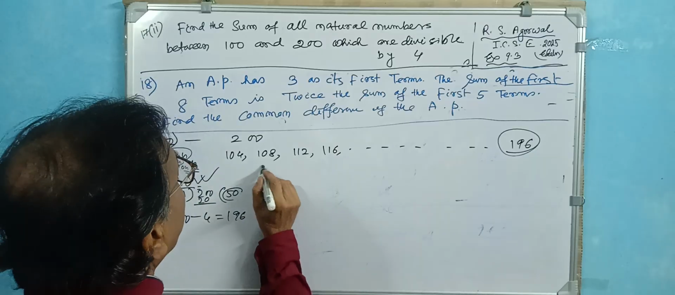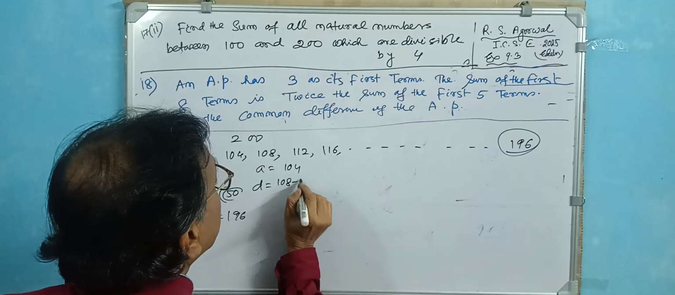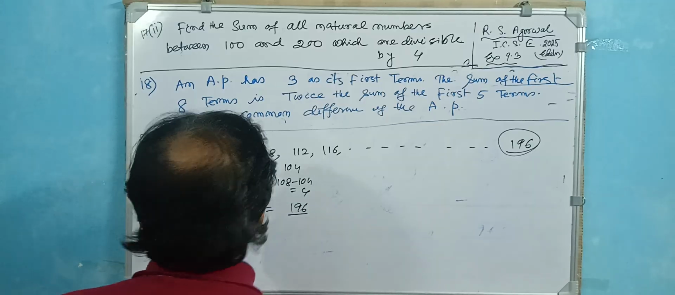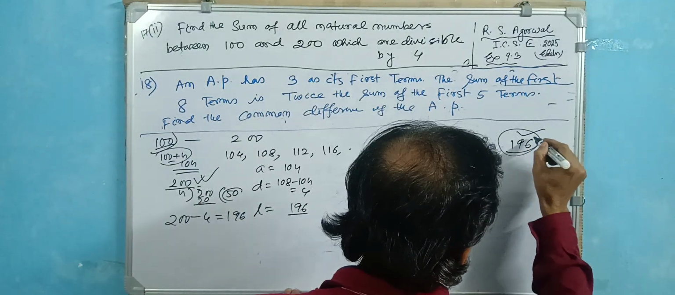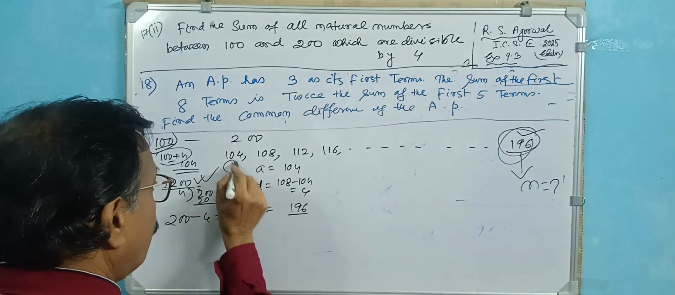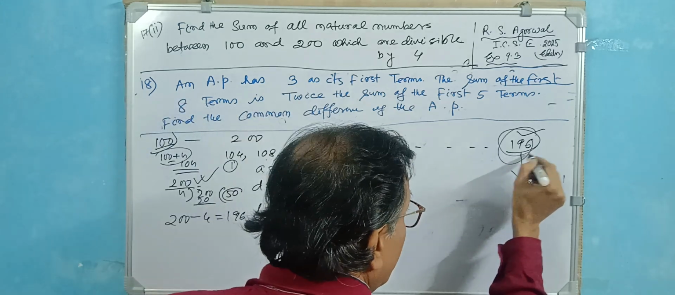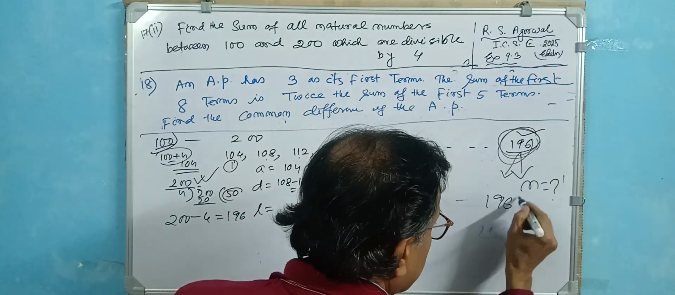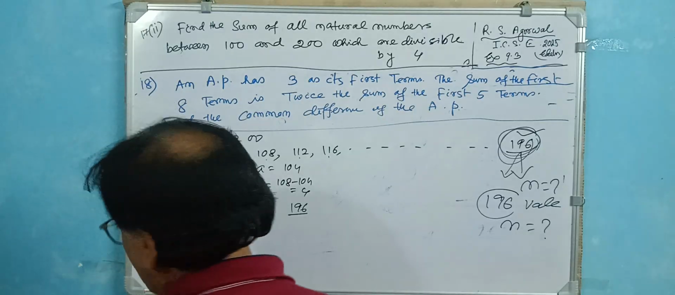So you calculate: a is 104, d is 108 minus 104, that is 4. And the value of the last term is 196. But what is the term number? What is the value of n here? This is the first term, n is 1. This is n is 2, n is 3, n is 4. But 196 is the value of the last term, so what is the term number? You calculate n from there.